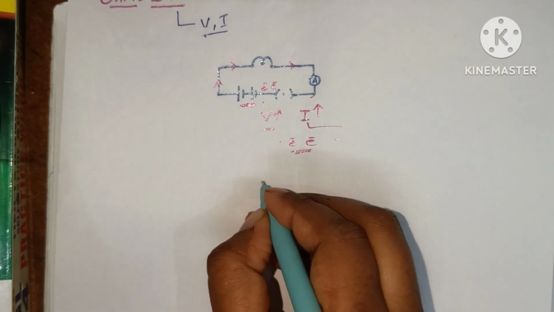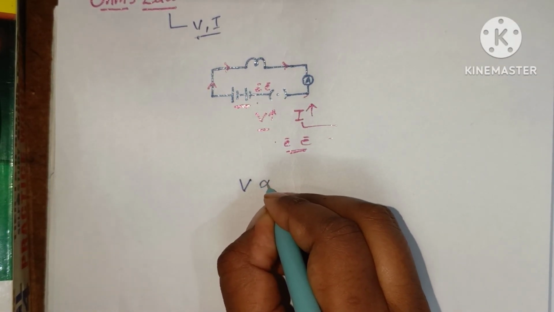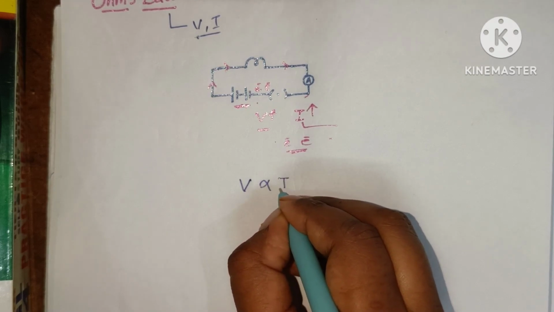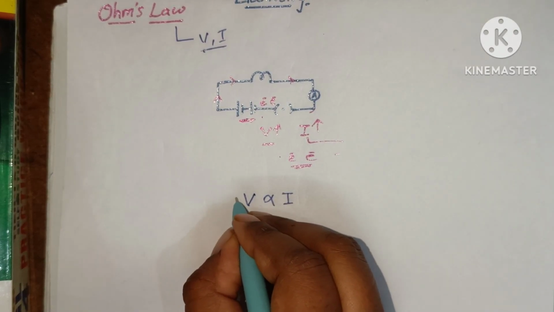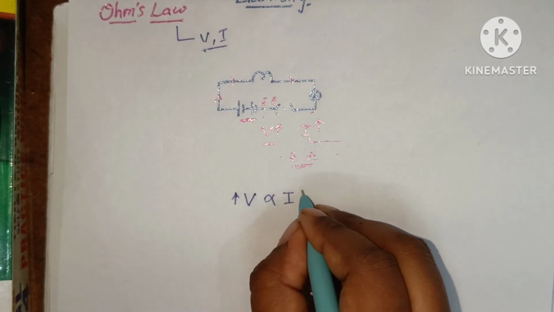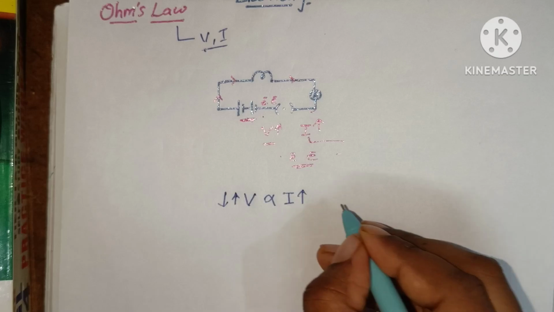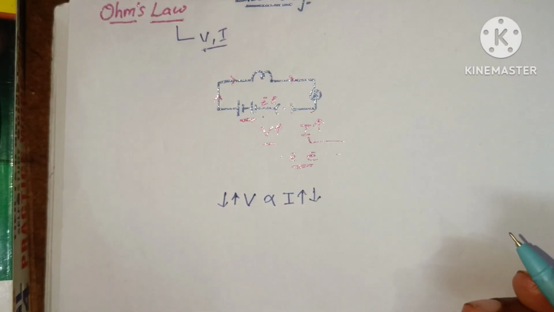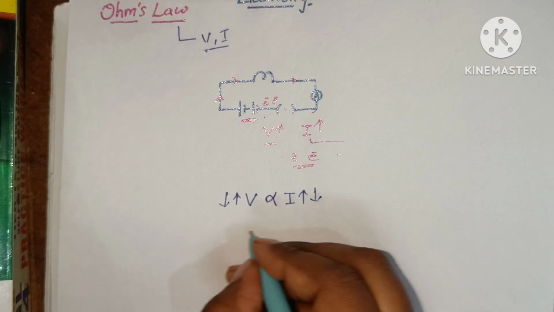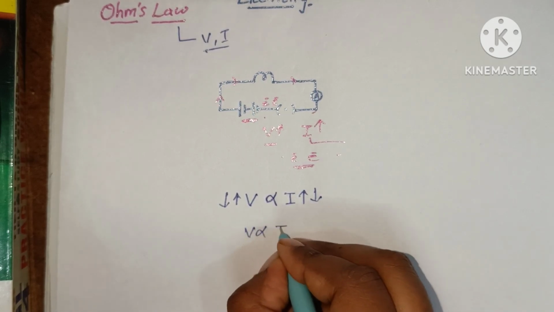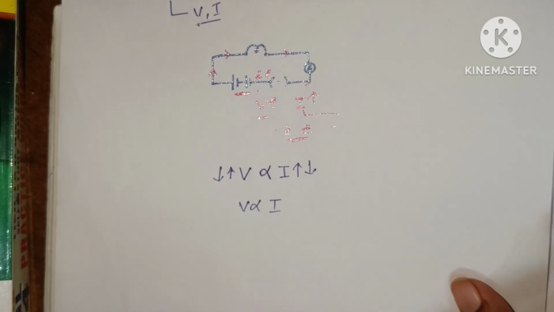So by this you all understood that the potential difference is directly proportional to current. What is the meaning of directly proportional? If voltage increases, the current also increases. If voltage decreases, the current also decreases. That is all directly proportional means. So by this you got that voltage is directly proportional to current.